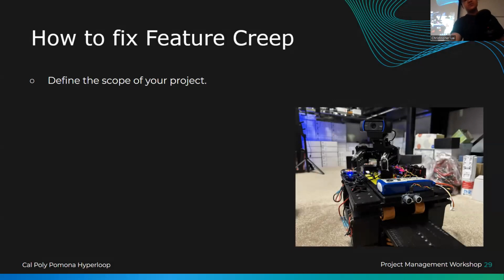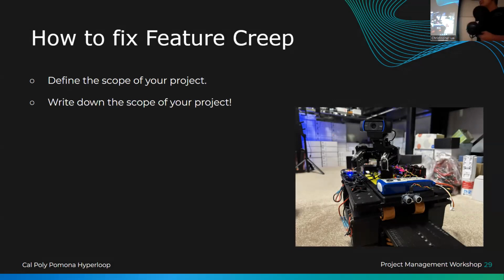So again, how to fix feature creep? Define the scope of your project. Again, scope is going to be the range that your project covers, or the amount of area that the project will solve. Write down the scope of your project or tell someone else. A lot of the times, if you write down something, or if you tell someone else, something in the brain just goes, okay, I'm committed to this now. Like I'm not going to stray away from it.